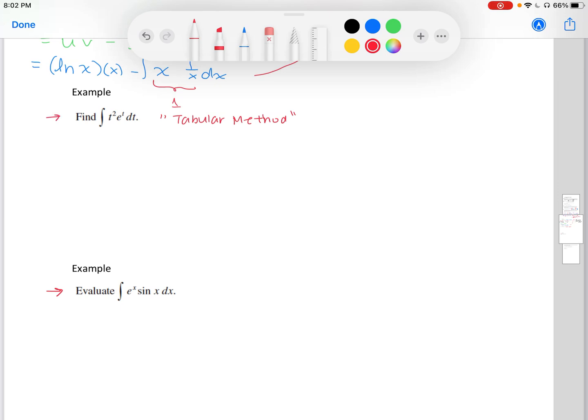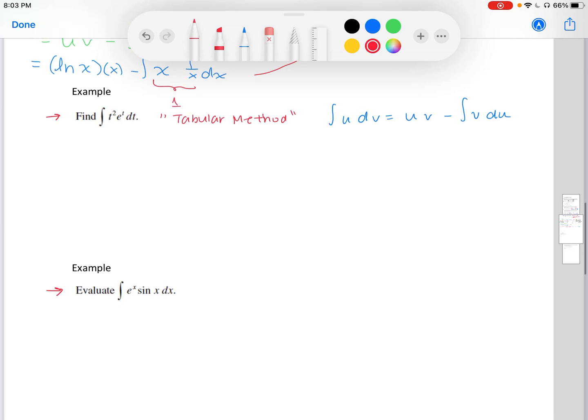Okay, so let's take a look at the example right above. Find the integral of t squared times e to the t dt. Well, just to recall our formula, we have our formula for integration by parts is the integral of u dv is equal to u times v minus the integral of v du.